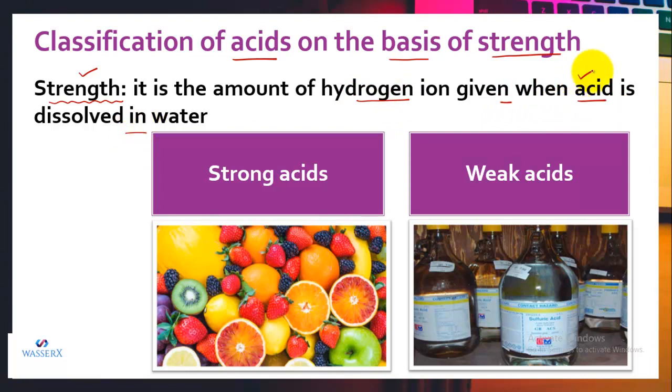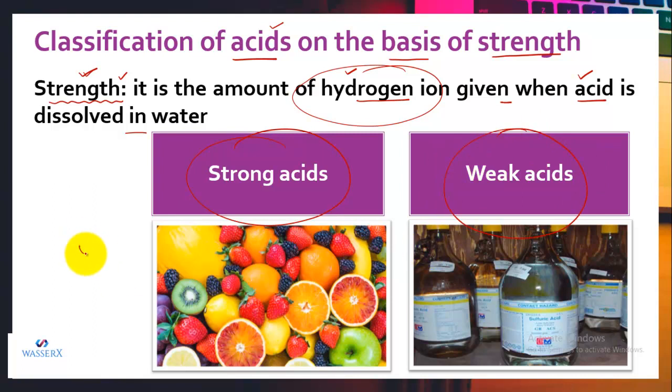We know that when we dissolve an acid in water, it produces hydrogen ions. Now, how many hydrogen ions it can actually produce is called the strength of an acid. Similarly, if I use this term for bases, we'll say that it is the amount of hydroxide ions given by a base when it is dissolved in water. So strength simply means the amount of ions they are releasing when they are dissolved in water. So if we talk about acids, depending upon their strength, we can classify them as strong acids and weak acids.